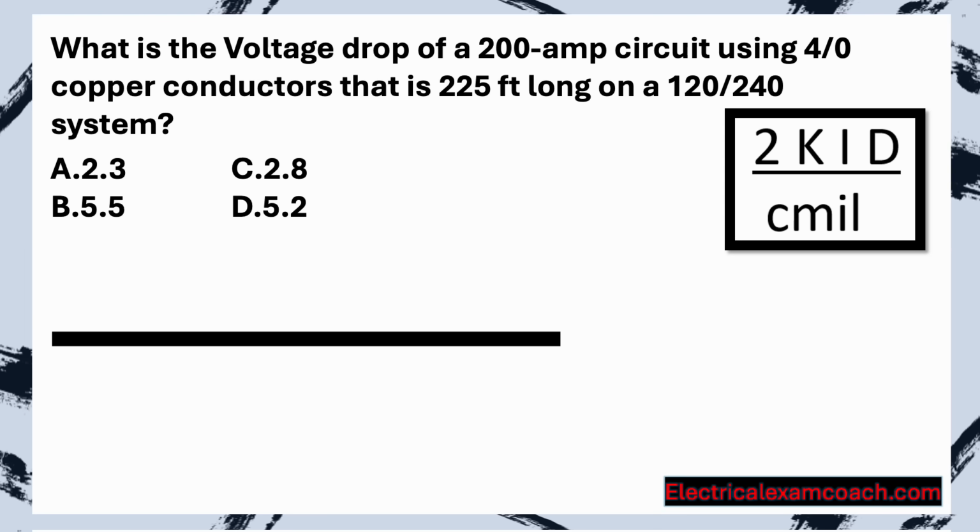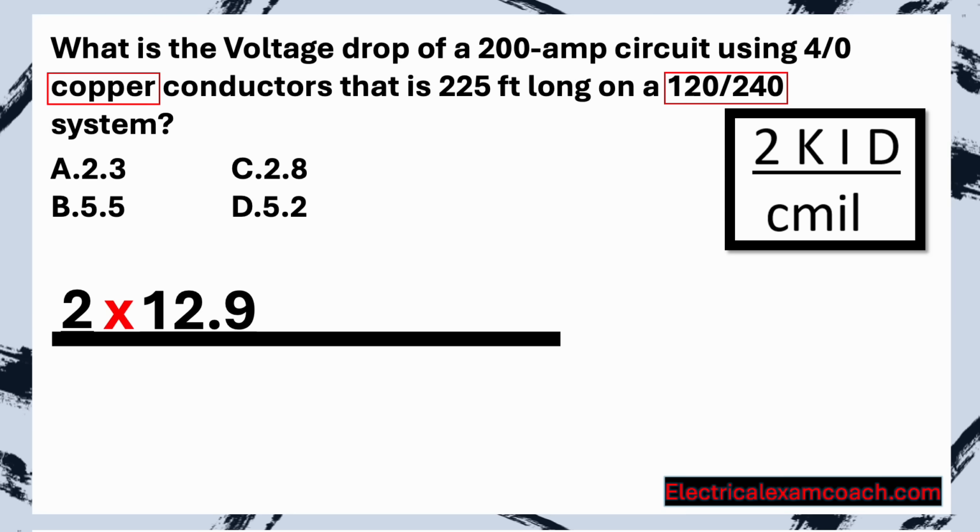Let's start with 2. Is this a single phase or a 3-phase service? Well, this one is single phase, so it is going to be 2. Then I like to go ahead and put my X down for multiplication so I don't get my numbers mixed up. Then let's go to the K, and that's going to be dependent on the type of conductor. And in this case, it's copper. So the K factor for copper is 12.9.